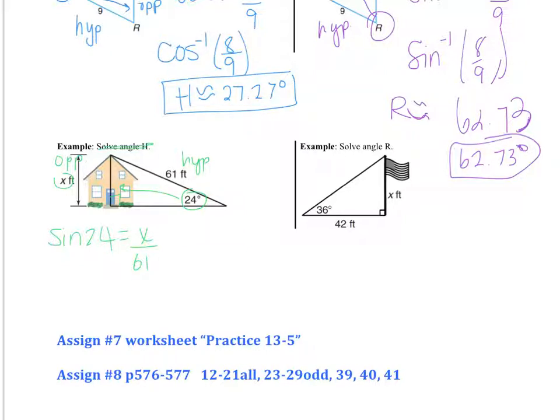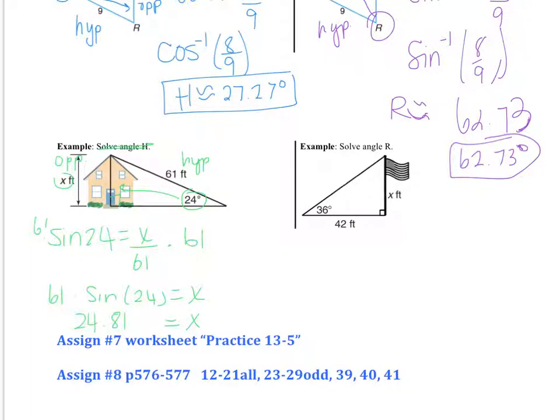Solving for x here, multiply both sides by 61. Let your calculator do the work for you. So 61 times the sine of 24 is equal to x, and you've got x is equal to 24.81.